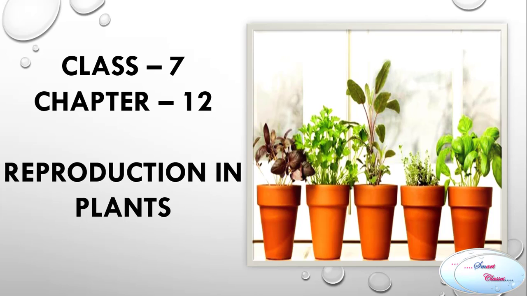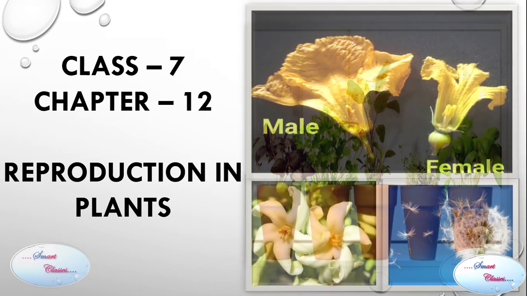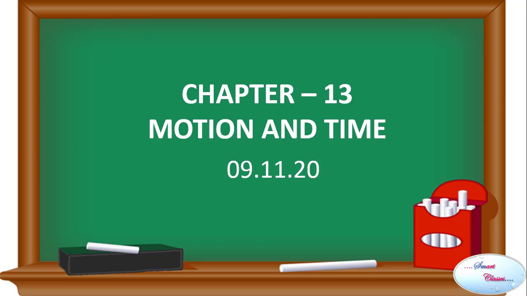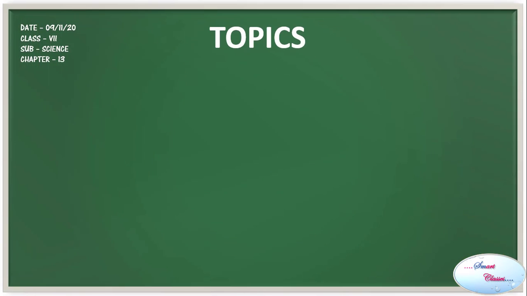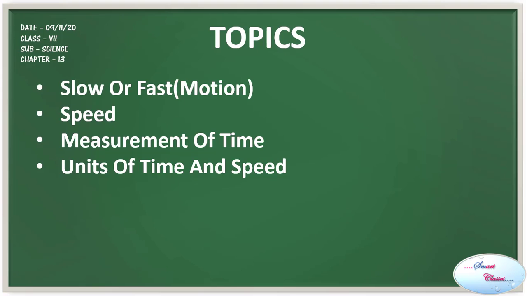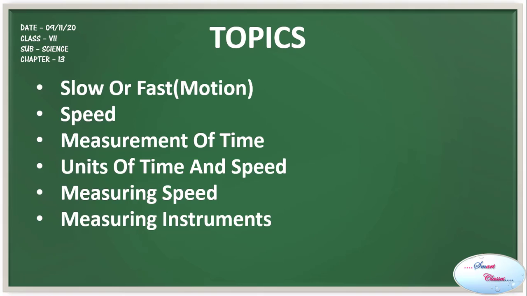In our previous class, we completed chapter number 12, Reproduction in Plants. Today, we are going to start a new chapter, chapter number 13, Motion and Time. Topics which we are going to study in this chapter are motion, slow or fast, speed, measurement of time, units of time and speed, measuring speed, measuring instruments, and distance time graph.